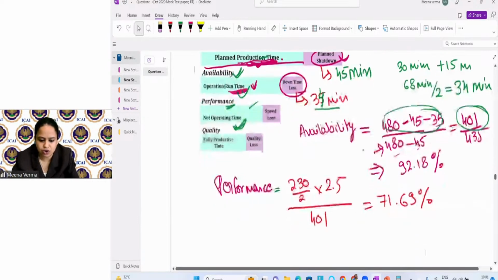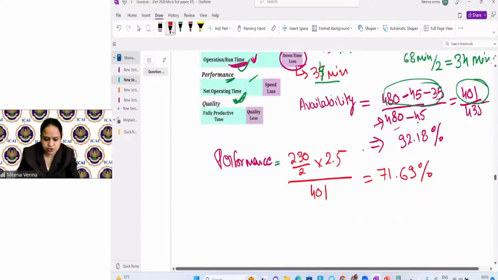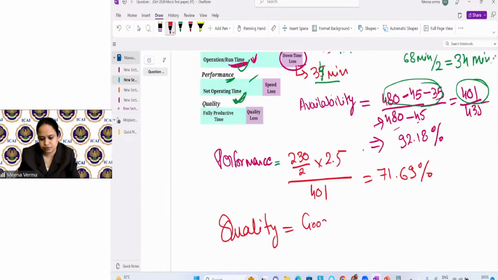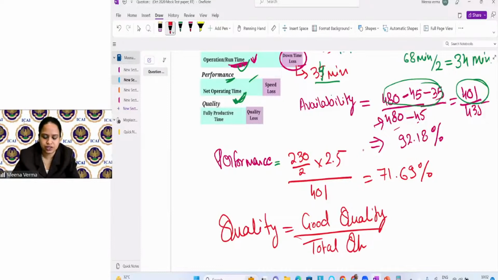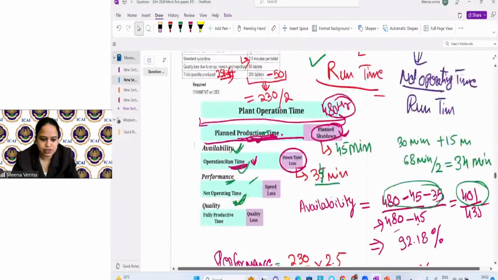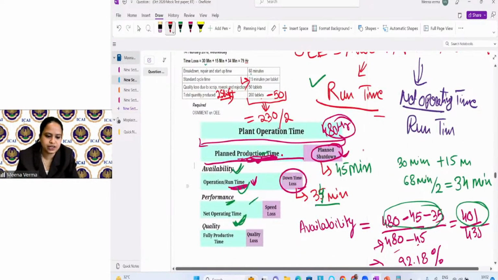Next is your quality. So quality means what? You will check the good quality and then you will check the total quantity. Good quality product and total quantity you are producing. Now, if you see here, the total quantity is 280 tablets. 280 tablets are the total units which we are producing here.